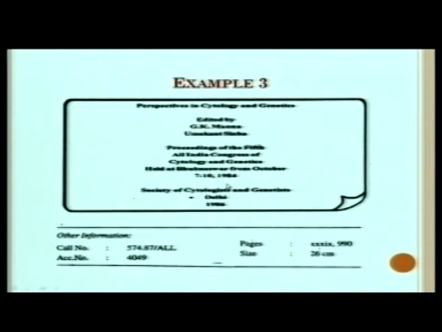Coming to example 3, this is again Perspectives in Cytology and Genetics, edited by so and so. It is also the proceedings of the 5th All India Congress of Cytology and Genetics. This is again the same as the conference proceeding we have done, but there is a difference in the name: it is Congress, and we have to see how to catalog that. Here All India Congress of Cytology is the name of the conference we are starting with, and it is the 5th conference, held in the year 1984 at Bhubaneswar.